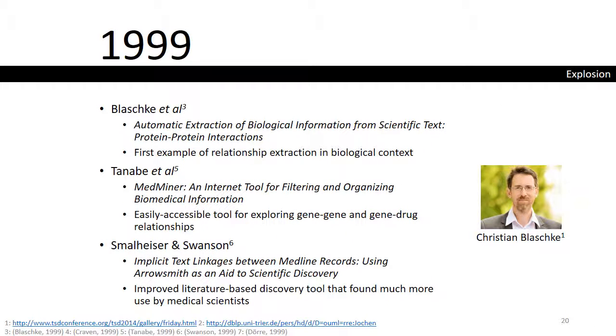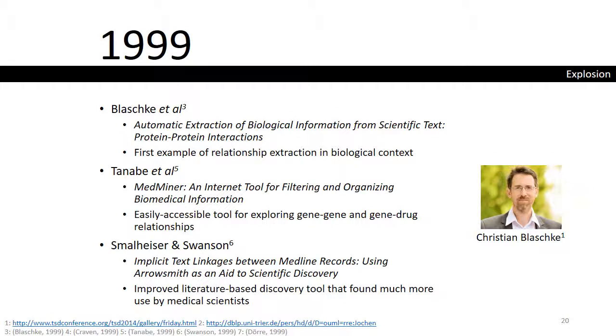Now, in 1999, you may wonder why I picked that year specifically, but it's because there was such a surge in publications as it related to NLP and biology, and text mining in general, really. Those 3 articles may not be good representations of 1999. They were just 3 of the many, many publications.